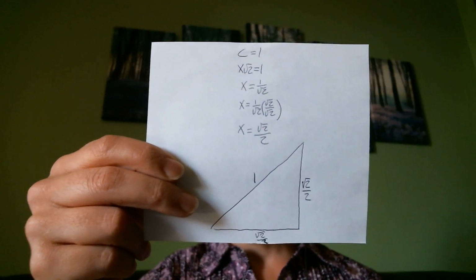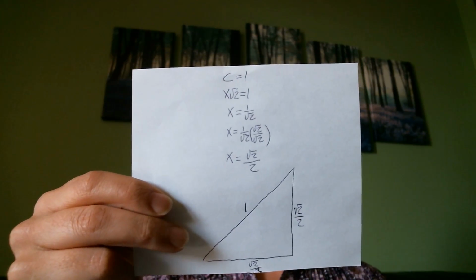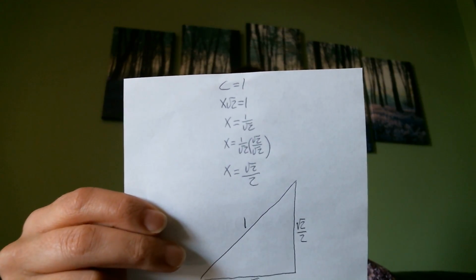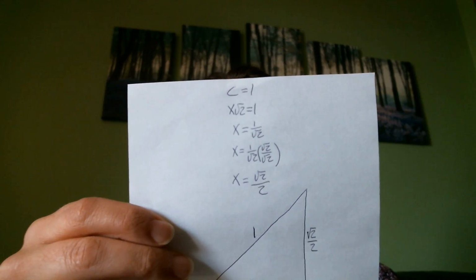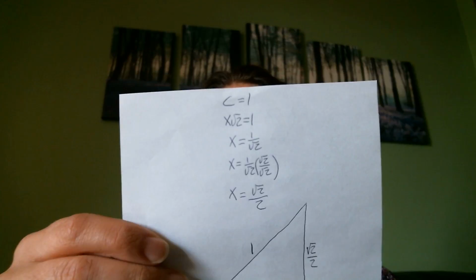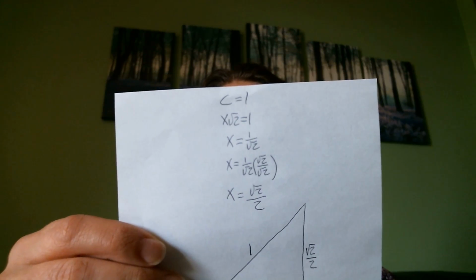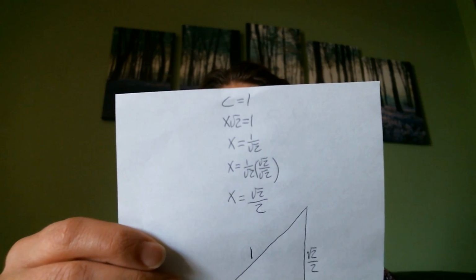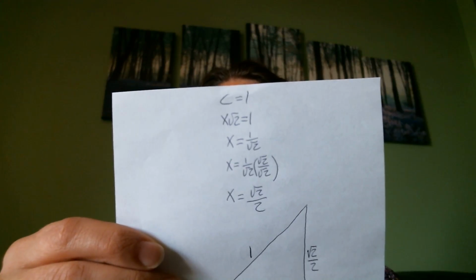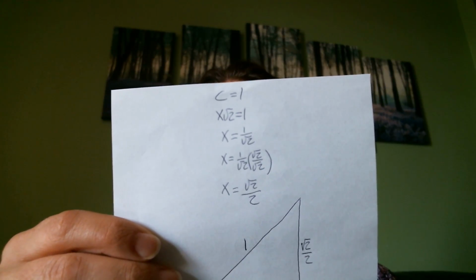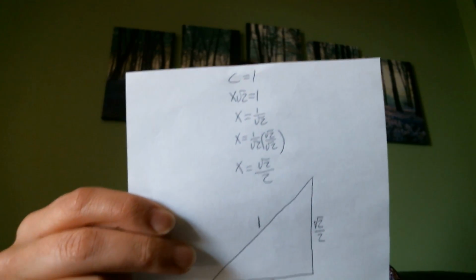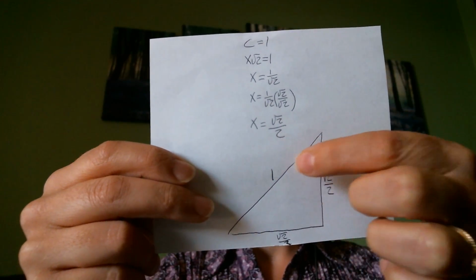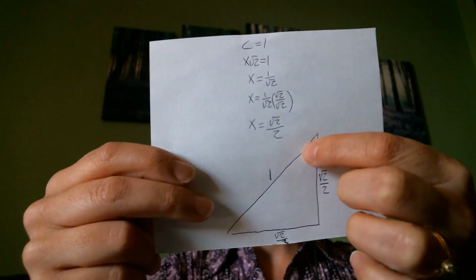We're going to set x root 2 equal to 1, right? Because as I said, the hypotenuse is equal to 1, so x root 2 is equal to 1. We're going to divide both sides by root 2 to get x by itself, and we have to rationalize that denominator, get rid of that radical in the denominator. So we multiply by root 2 over root 2, and that ends up leaving us with x equals root 2 over 2.